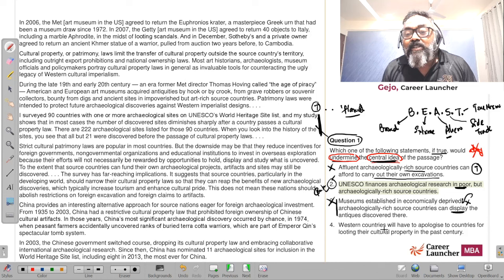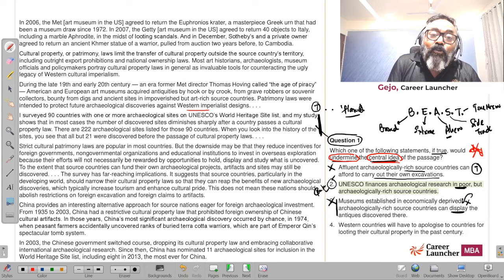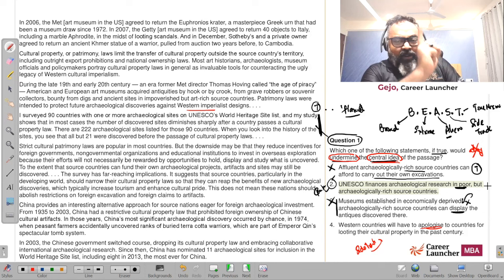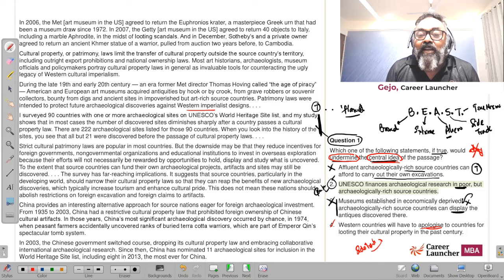Western countries will have to apologize to countries for looting. It has got nothing to do with the central idea. It's a part of the story, but this kind of thing is the sidetrack. And whether to apologize or not, the author has said don't apologize. Nothing of the sort is even mentioned. This is not even touched upon in the passage, so this is irrelevant. Our answer to this question would be answer choice number 2.